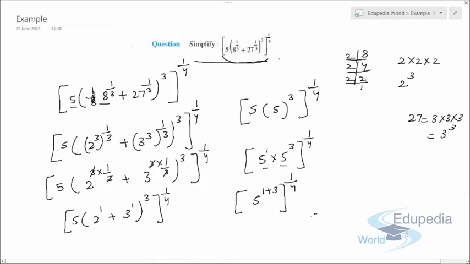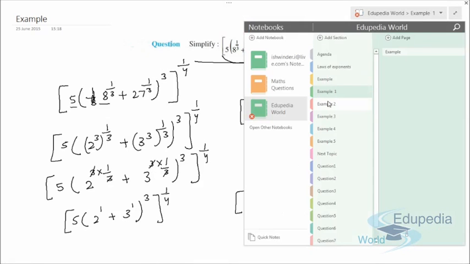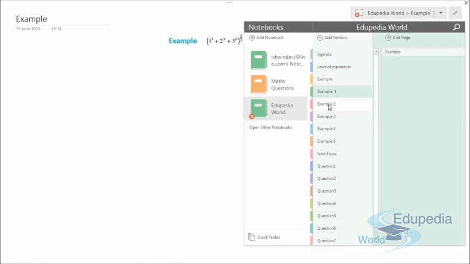So this will become 5 raised to power 4 whole power 1 by 4. Again we can multiply the powers, so this will become 5 raised to power 4 into 1 by 4. This will get cancelled out, so the answer will be 5 raised to power 1, which equals 5. So this is how we can simplify large questions to a number. Let's discuss some more examples related to laws of exponents only.